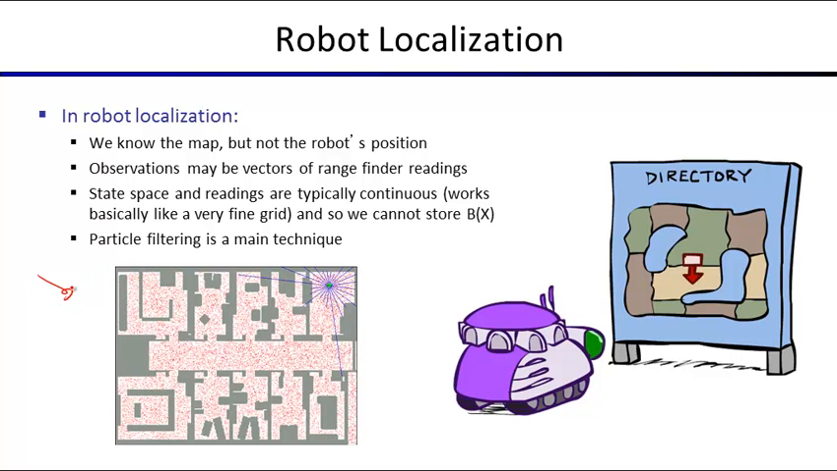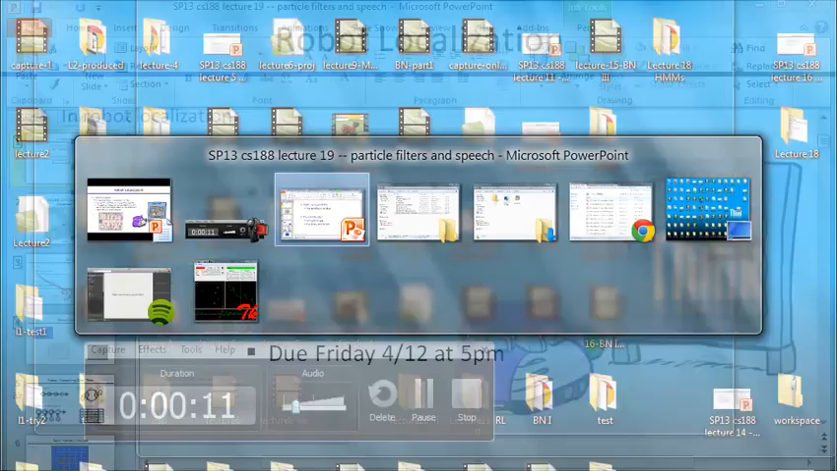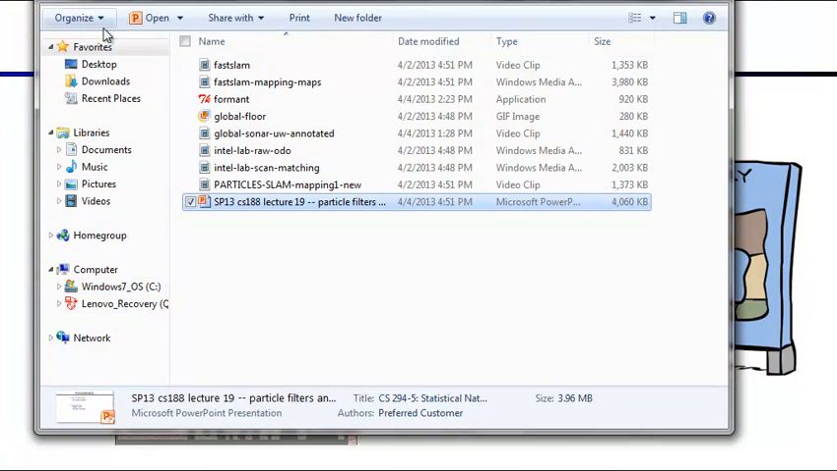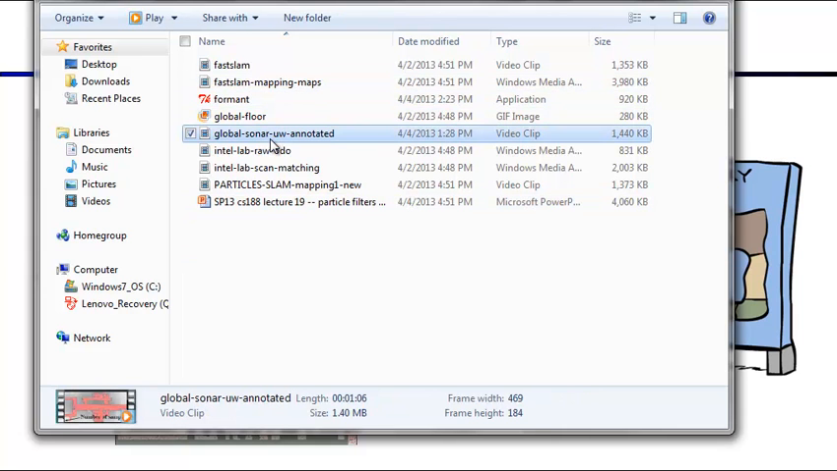Then you'll see maybe some particular things in the hallway that allow you to recognize some geometric structure that's particular to where you are, and then all of a sudden you'll realize where you are. That's the behavior we're hoping these particle filters will give us. So let's look at this one first.